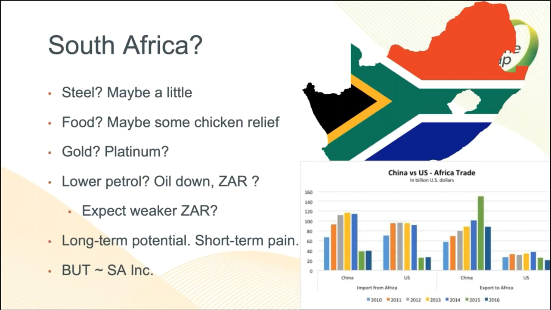I thought maybe some food, I thought we could send some sugar to some people, but we're a net importer. Chickens, maybe we see some relief from chicken because we get a little less dumping coming through, but again, we're a net importer of it, so we're not going to be winning anywhere there. Gold and platinum, I'm going to come back to in a little more detail. Petrol, maybe. Oil has been down and the ZAR is stronger, but oil is really at this point playing to the Iranian story and what's happening up in the Gulf of Oman.